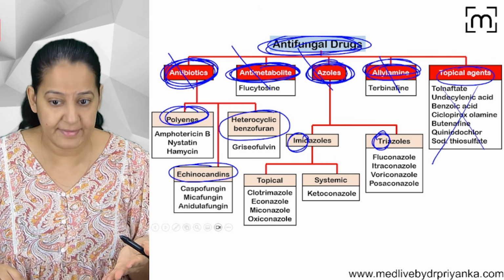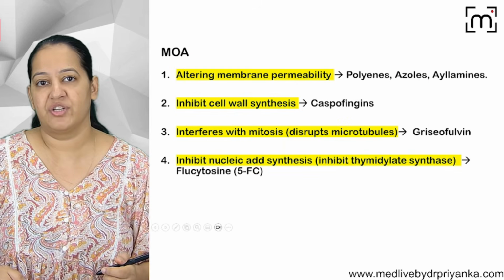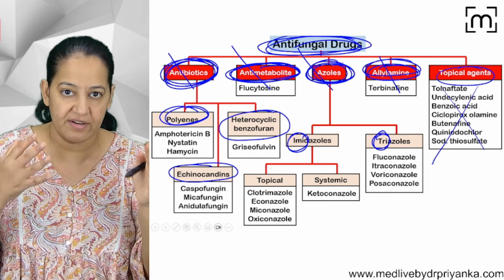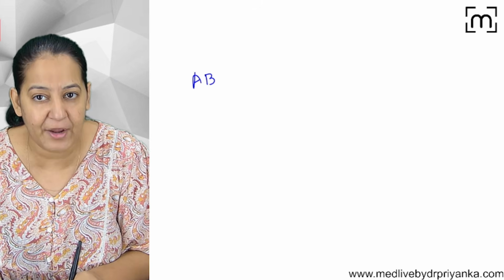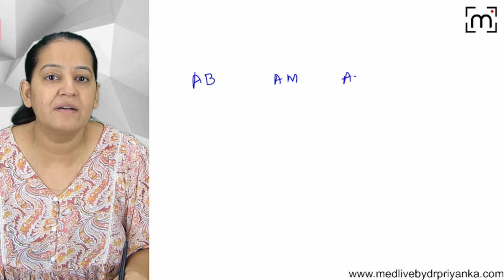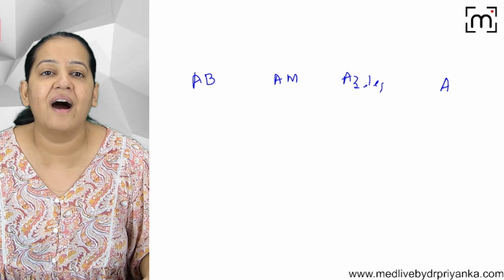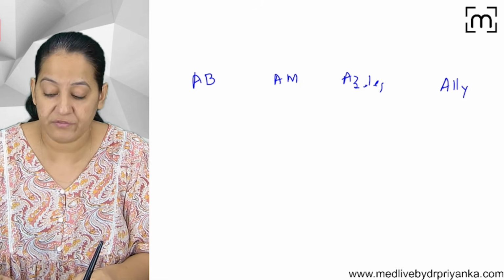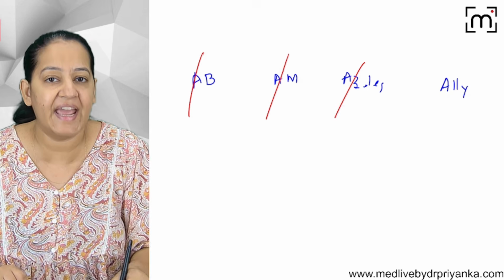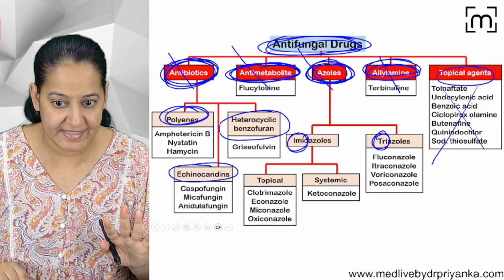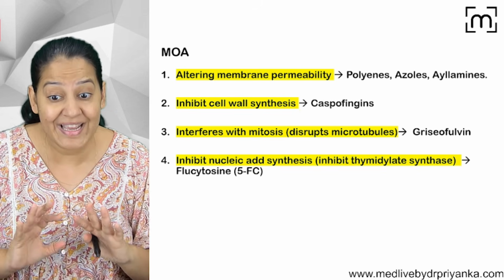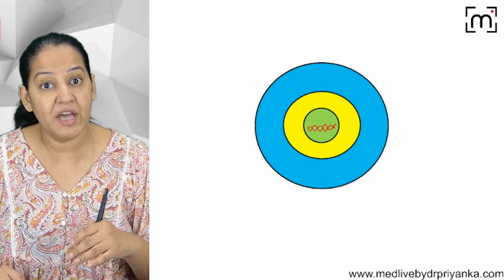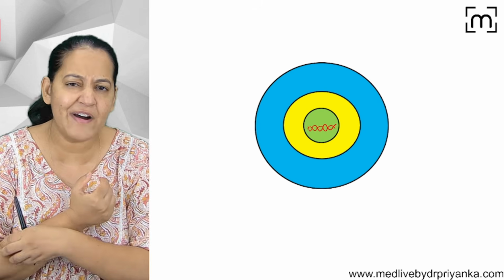If you can't learn this, you can learn the second classification. There are two classifications of antifungal drugs. The first is based on their chemical nature. You can see based on the chemical nature, they are antibiotic, antimetabolite, azoles, and allylamines. All of them are starting with A. These are the four categories. Or else you can learn the second classification, which is easier to understand, based on their mechanism of action, how they kill a fungus.